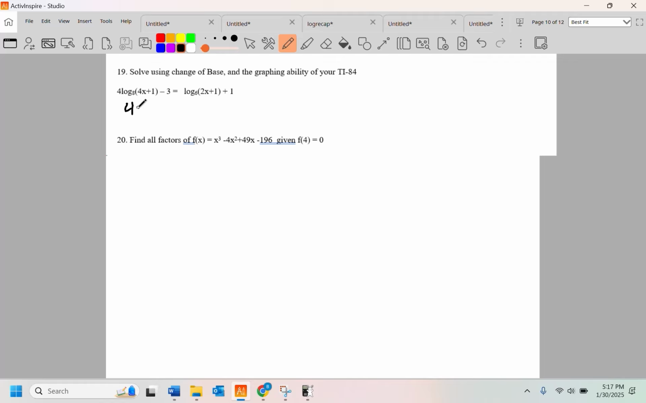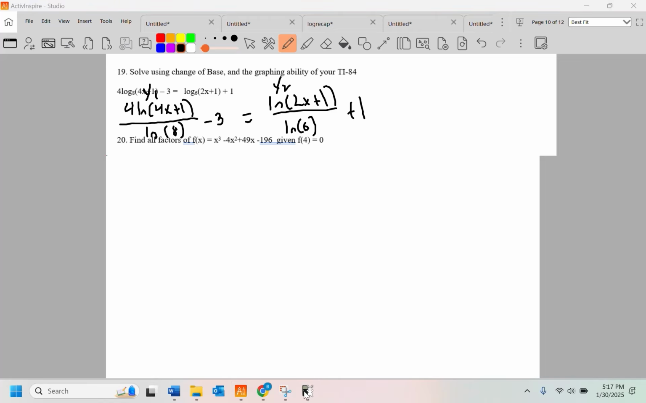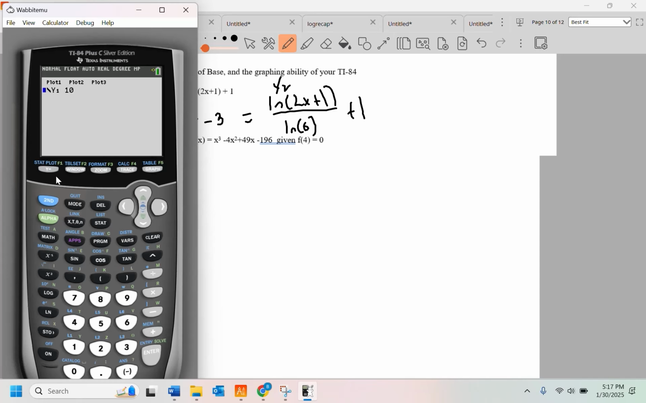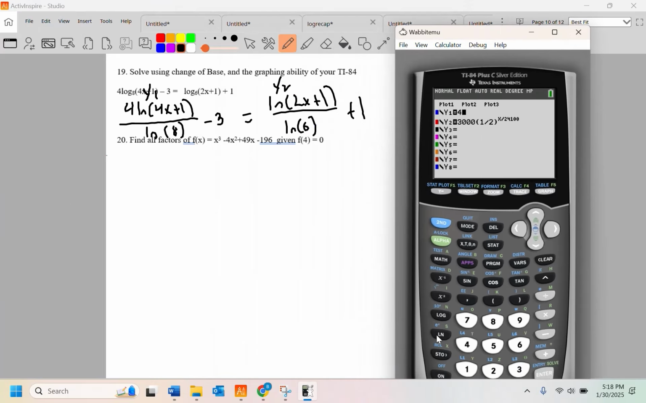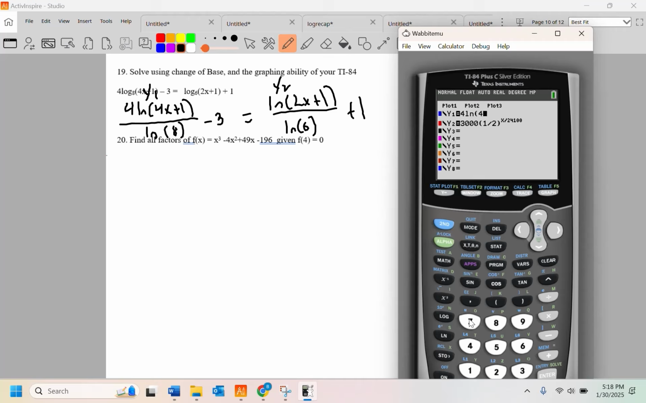I like ln. This would become 4 ln of 4x plus 1, and if I like ln, you should like ln, sitting pretty over the ln of 8, because your job is not to learn algebra 2. It's to think like I do. Equal to the ln of 2x plus 1, sitting pretty over the ln of 6. And then add a 1. You have a Y1, you have a Y2, you go push buttons. That's what you do. All right, so let's see what kind of nightmare graph I created here when I made this problem up. I do remember I checked to make sure it had a solution. So that's all I can tell you.